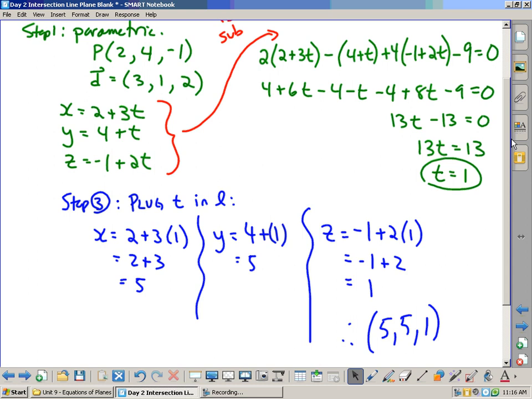So recapping the steps, we take the line, put it in parametric form so I have a value for x, y, and z, and sub it into the plane. Wherever you see an x, replace the x component, the y, the z, and solve for t. In this case, because there is a single value for t that works, we found that value for t and plug it back into the line to figure out the actual coordinates of (5, 5, 1).